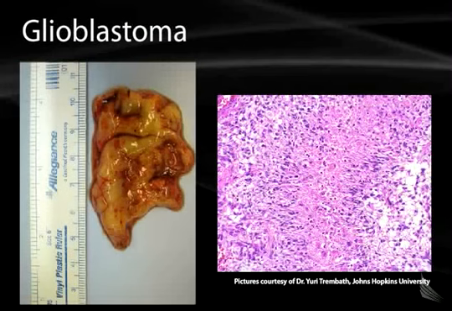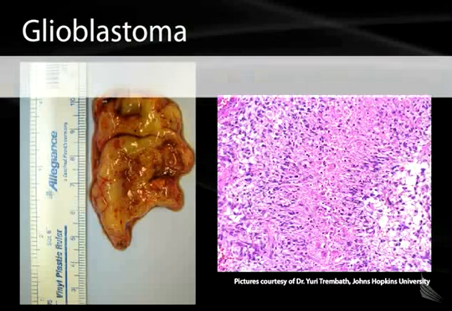On the left, you have a gross demonstration of a GBM, and on the right, you can see the hypercellularity of all of the cells making up a GBM. They are predominantly astrocytes.